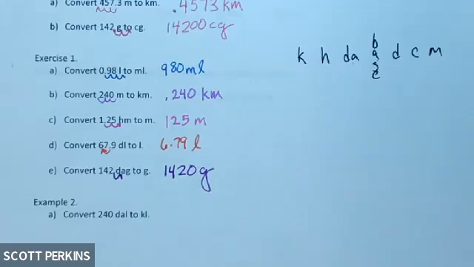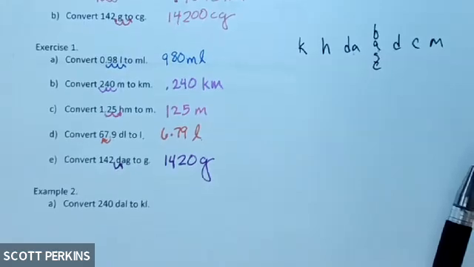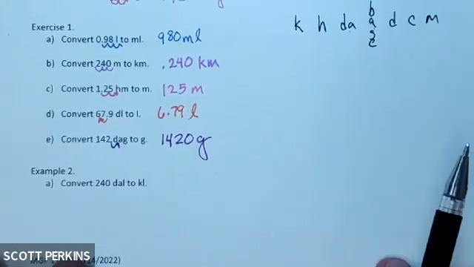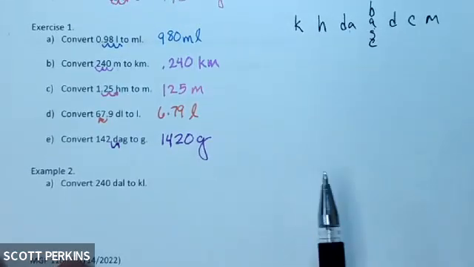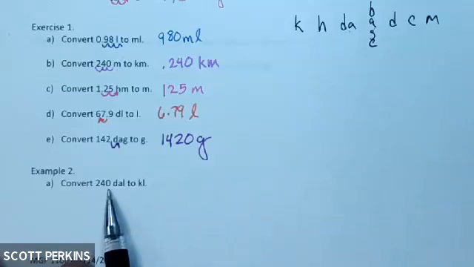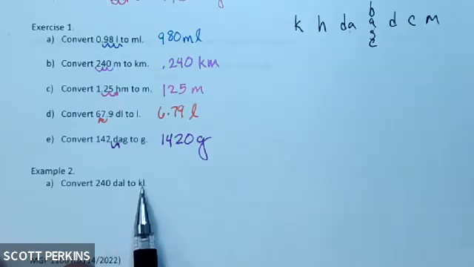Okay, great. Well, then the last example for me on this first page is basically the same thing. It's not really any more difficult. Instead of converting to and from our base, in this one we're converting 240 decaliters to kiloliters. So we're not involving the base at all, we're just converting between the prefixes. If you could do the other one, though, you can do this.